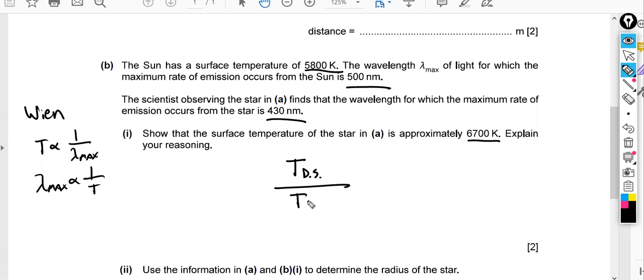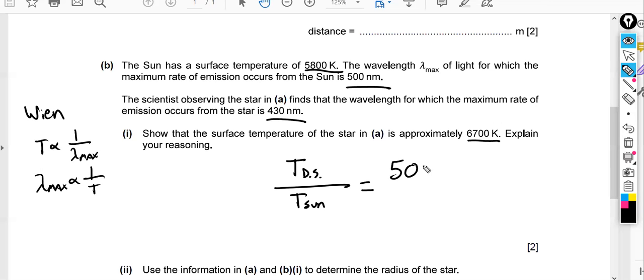Over the temperature of the sun. So we set up a ratio here. And because it's inversely proportional, we say, okay, well, the sun's temperature is going to go down here. We're going to make this an equation now. So by comparing these two, the temperature of the sun is inversely related to its peak wavelength.